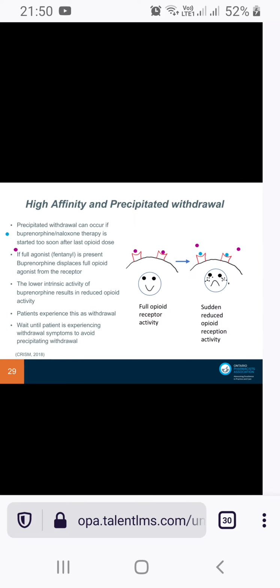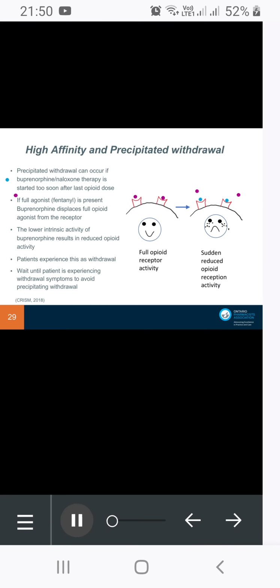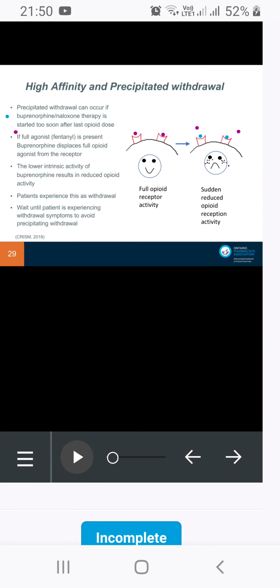Now, let's talk about the consequences of buprenorphine's high affinity. In the image here, you see an individual who has recently consumed a full mu agonist, for example, fentanyl, heroin, or morphine, and is dependent on opioids. However, for some reason, they don't have any opioid in their system and they're in withdrawal, so they're not too happy. This is actually the perfect time to introduce buprenorphine. Buprenorphine will come in and activate the receptor, and the goal is to have the patient feel normal. So not in withdrawal, but also not intoxicated.